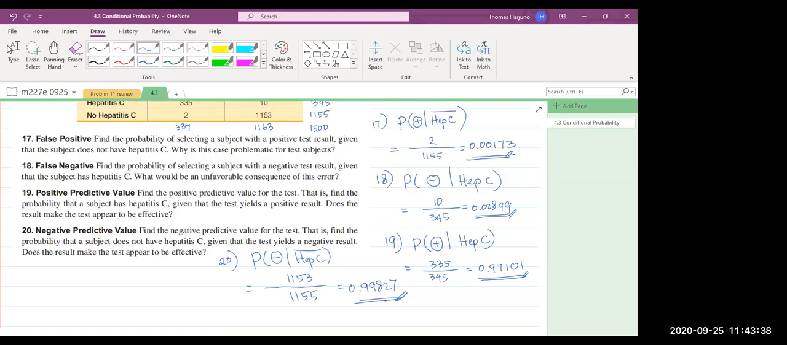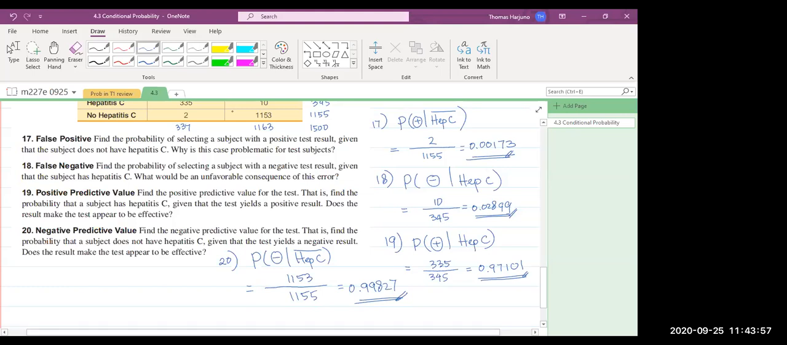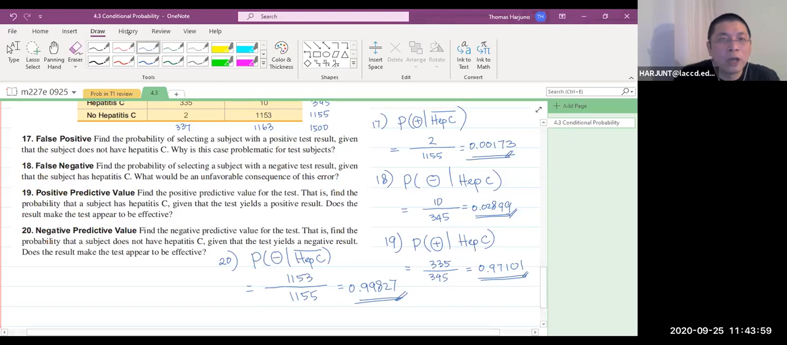Professor, for number 19 and 20, I got the notation switched. I put hepatitis C, then the line, and then positive for number 19. Is that incorrect? Or did I just switch the positive and the hep C around? Number 19, and same with number 20. Oh, I'm sorry, I didn't read it. My bad. I made a mistake.